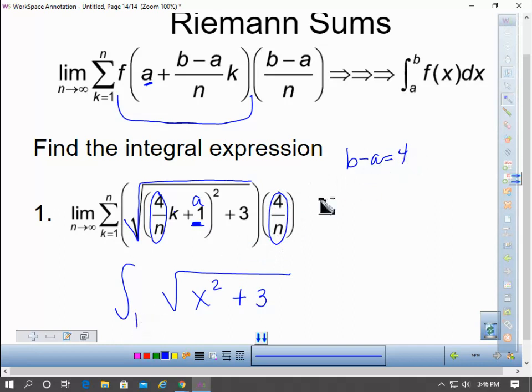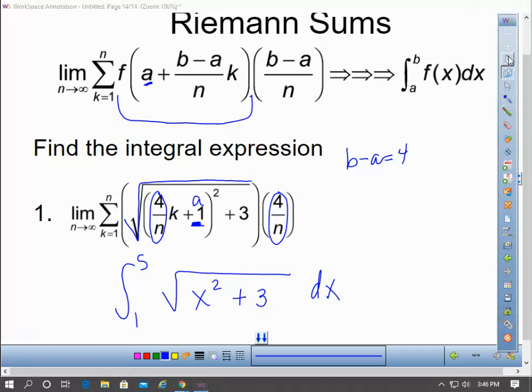So if we start at 1 and the difference is 4, then b is going to be 5, because b minus a has to equal 4. So that has to be 5. And there's my answer. I'm done. That's it. So this is the integral from 1 to 5 of the square root of x squared plus 3. All right, it is that simple. Okay. All right, next one.